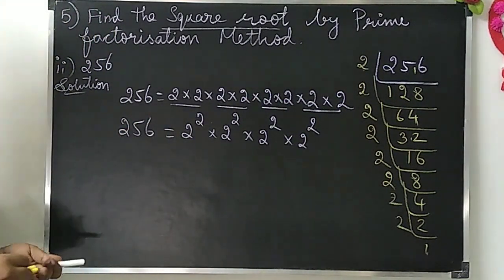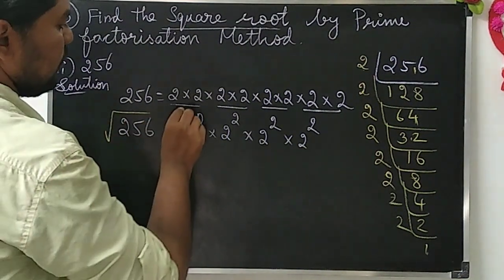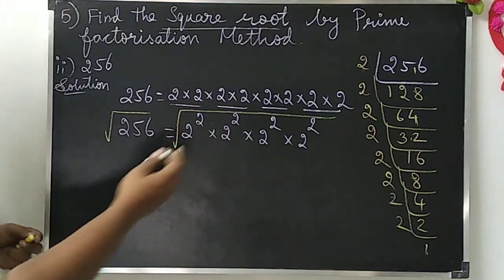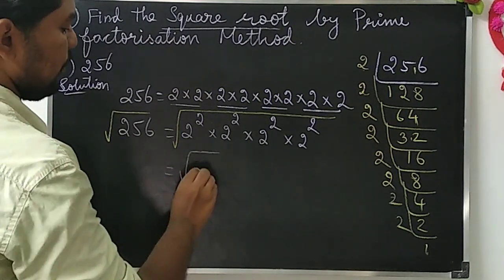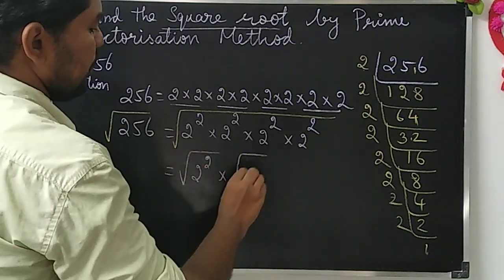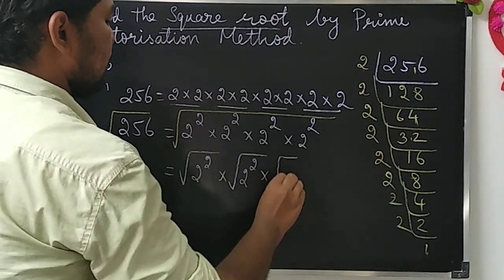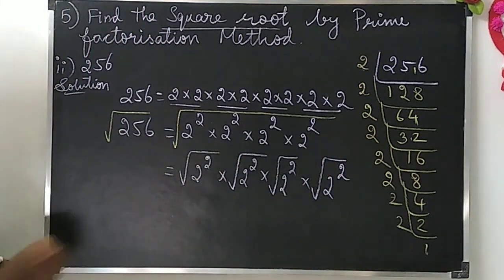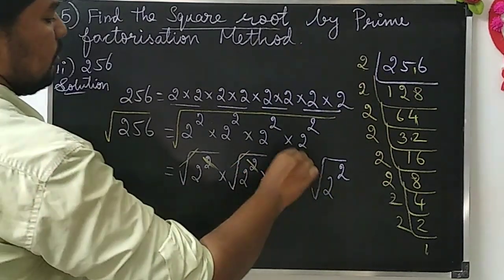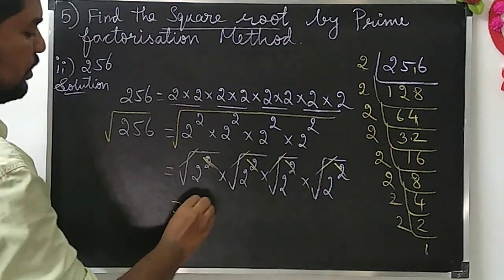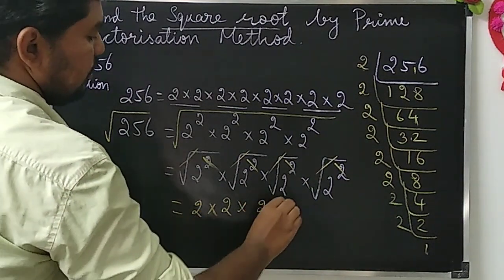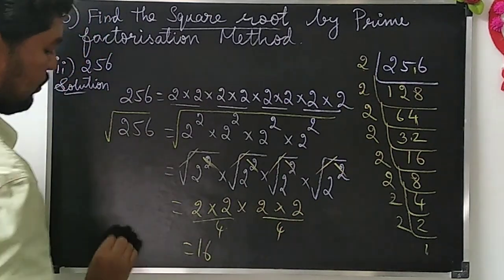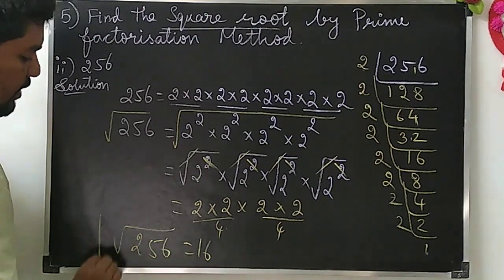Next we want to find the square root of the number. Square root of the number means square root of the entire number. Next we split the square terms. That means square root of 2 power 2 into square root of 2 power 2 into square root of 2 power 2 into square root of 2 power 2. Next we cancel the square and square root. The remaining number is 2 into 2 into 2 into 2. 2 2s are 4, again 2 2s are 4, 4 4s are 16. So square root of 256 is 16.